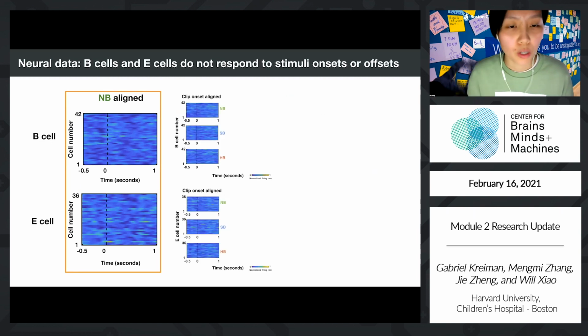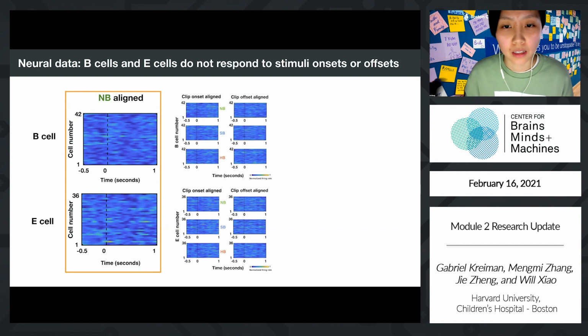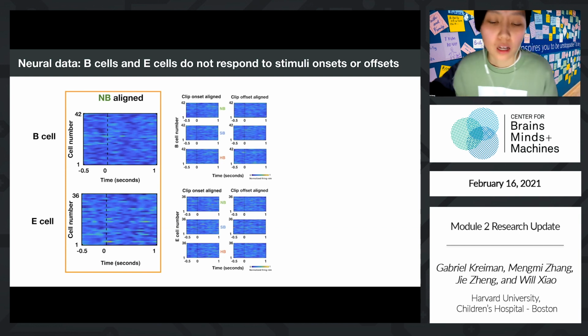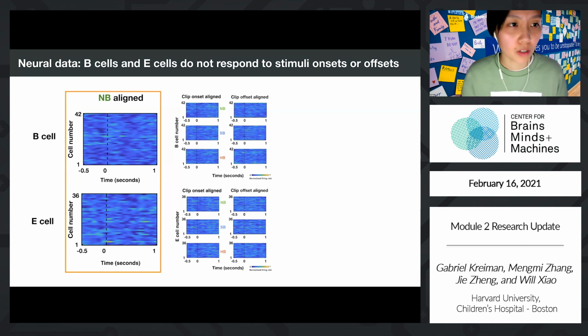To address this question, we plotted the neuronal activity from these 2 cell populations aligned to the clip onset and also the clip offsets, which contain the same amount of abrupt visual transitions, because they change either from a fixation cross to a whole movie or from the whole movie to a fixation cross. As shown here, none of these 2 populations of neurons show the same strong firing rate increase as they do for the soft boundary and hard boundary conditions.